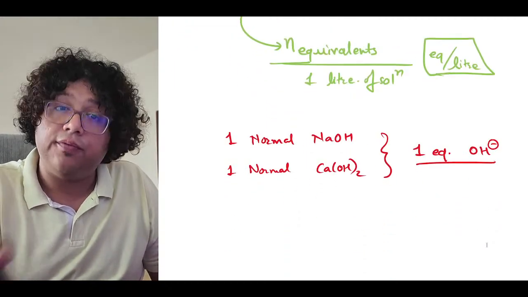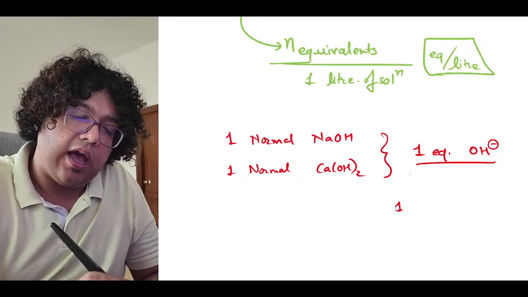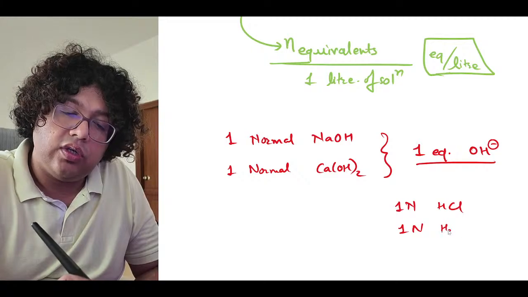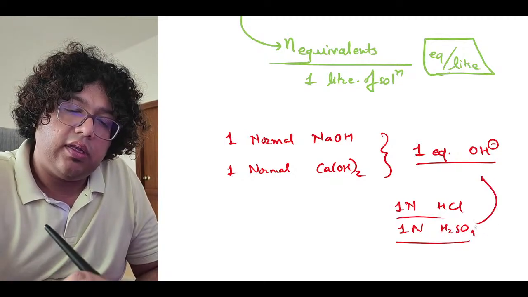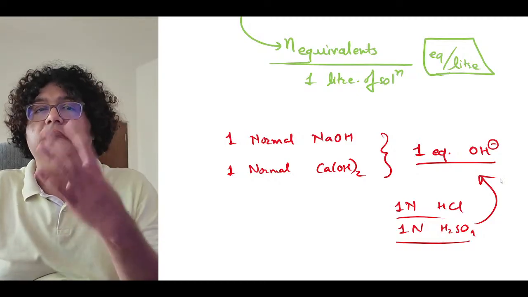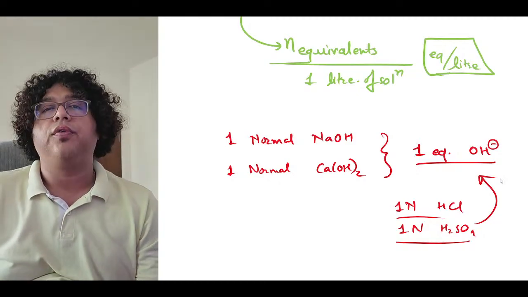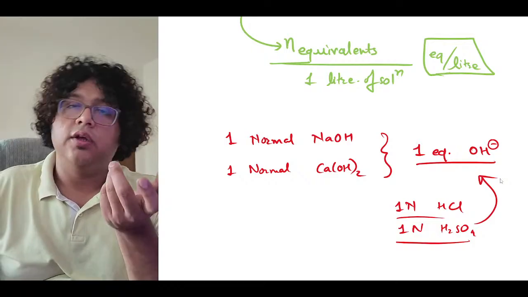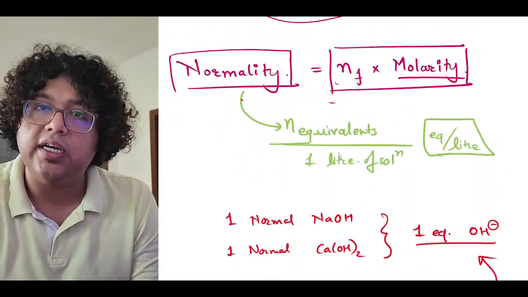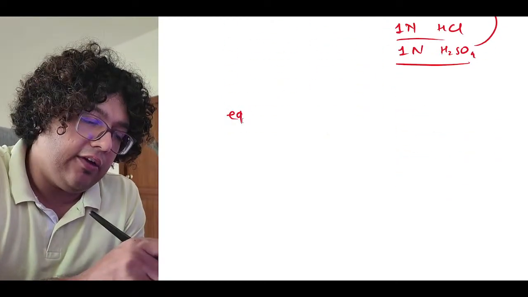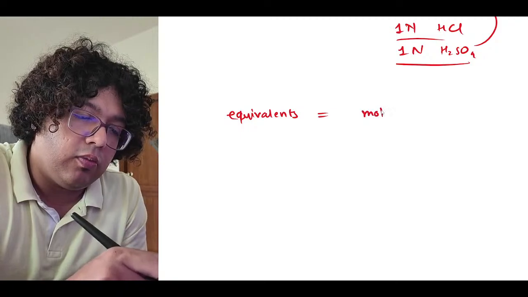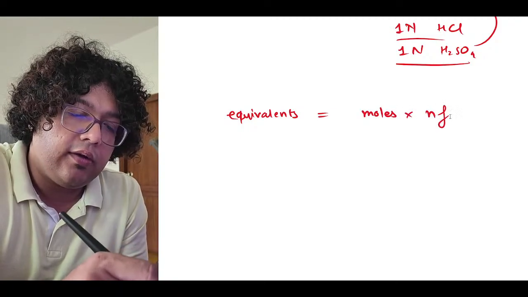If I want to neutralize this solution, I will have to bring one normal HCl, one normal H2SO4, in such a way that they will also have one equivalent of H plus ion. So equivalent is basically a way of introducing N factor with the moles. If I look at this formula, normality is molarity into N factor. Can I say equivalence is equal to moles into N factor?